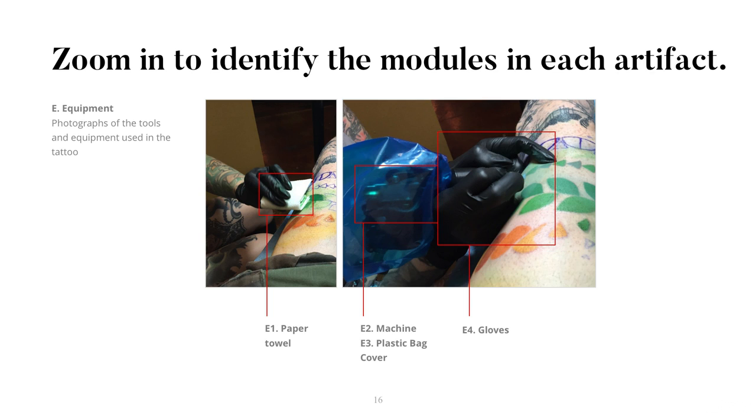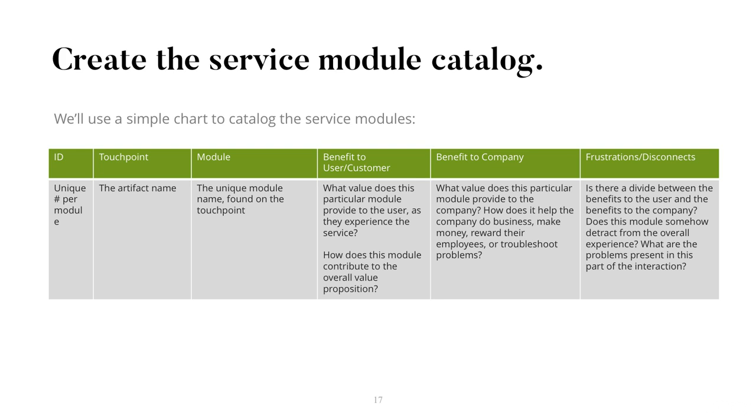We can do the same thing with photographs. You'll see here that in one of the photos, there's three different things being highlighted: the machine, the plastic bag cover, and gloves. And so over time, we're going to aggregate all of these different modules, all of these different zooms in order to create our touchpoint catalog. And each one of those touch points is going to be at a level of module.